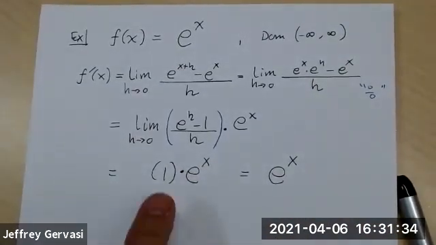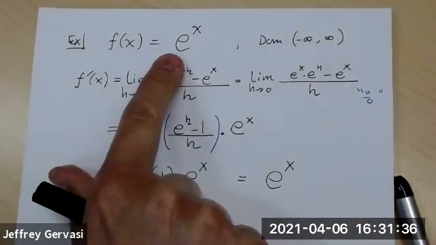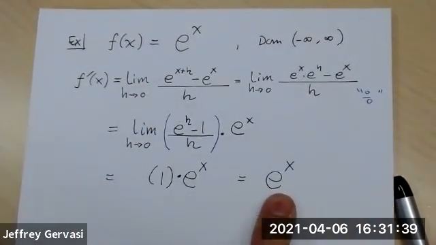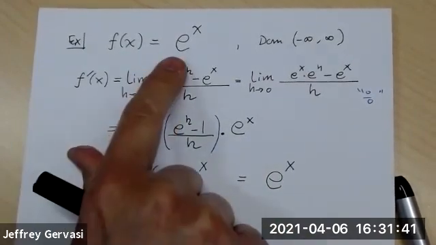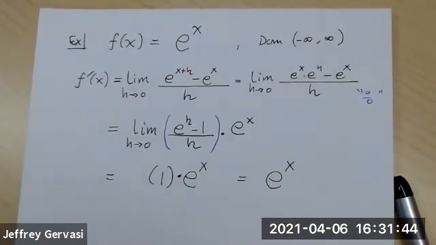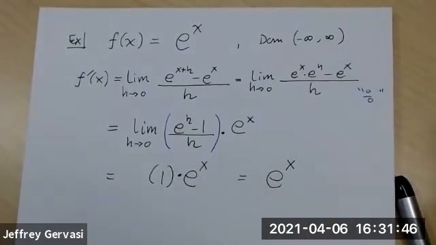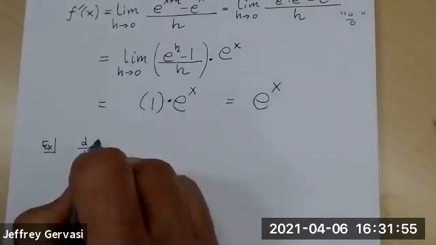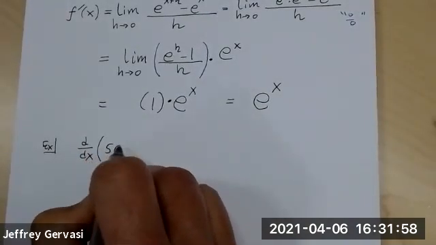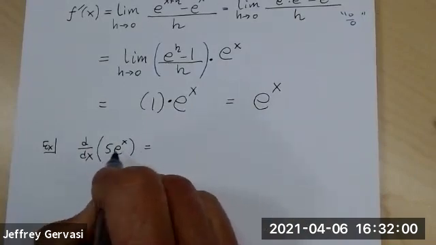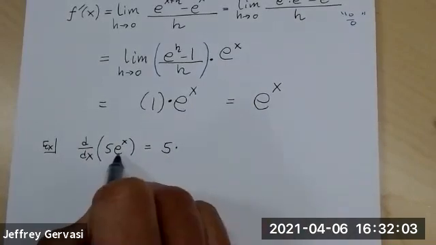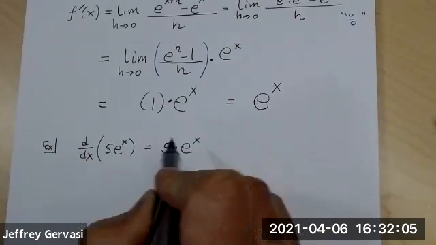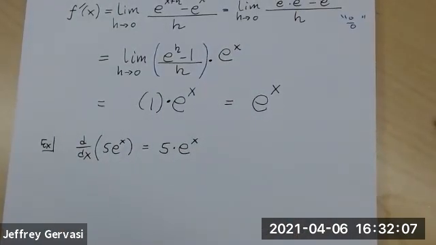So what we found, gang, is that the derivative of e to the x is itself. It's the only function that does that. Very interesting, isn't it? And pretty cool too. Here's an example: if I wanted to find the derivative of 5e to the x, the constant multiple rule says I can set the 5 aside, but otherwise, the derivative of e to the x is just itself.